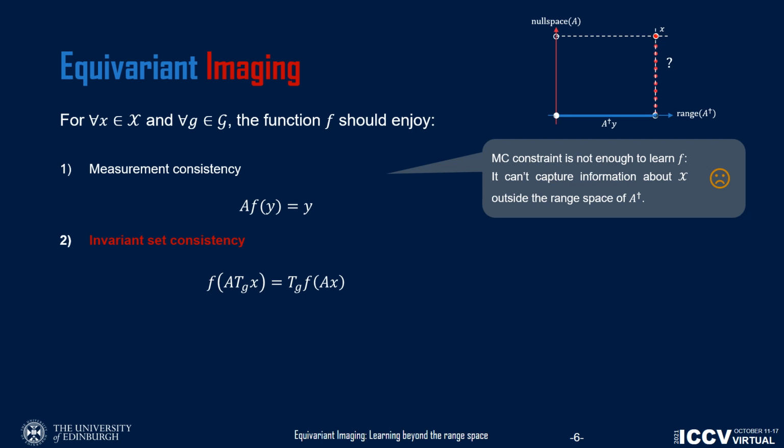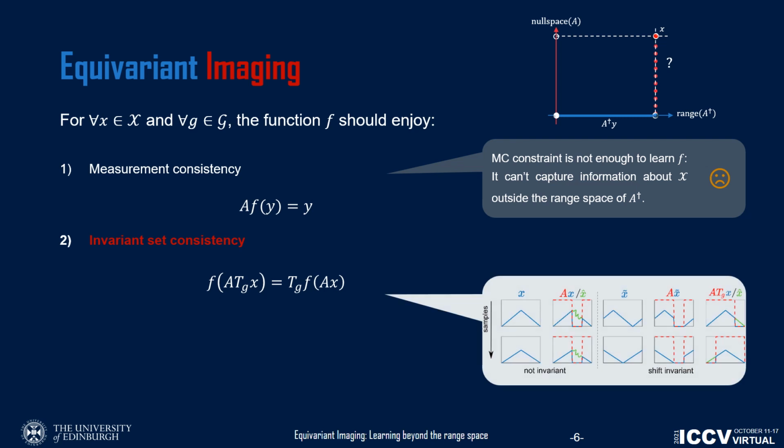F(AX) equal to T_g F(AX). The right is an example of learning with and without equivariance in a toy 1D signal inpainting task. The signal set consists of different scalings of a triangular signal. On the left, the dataset does not enjoy any invariance, and hence it is not possible to learn the data distribution in the null space of A.